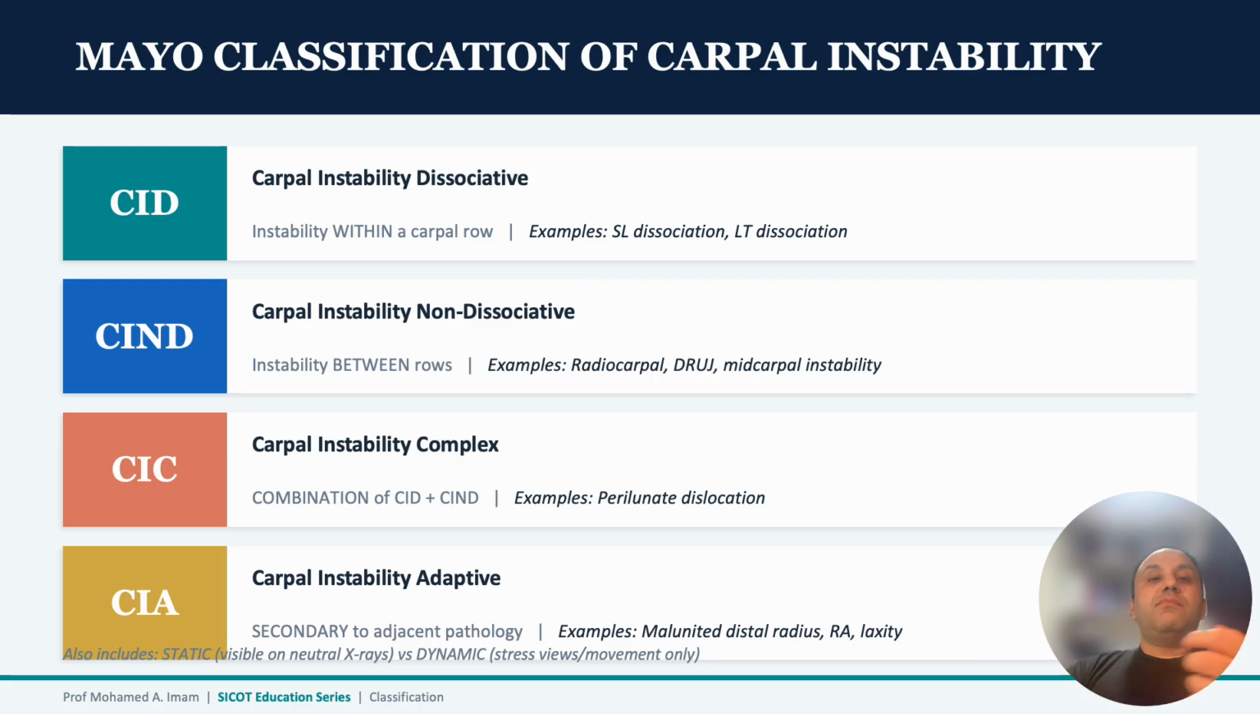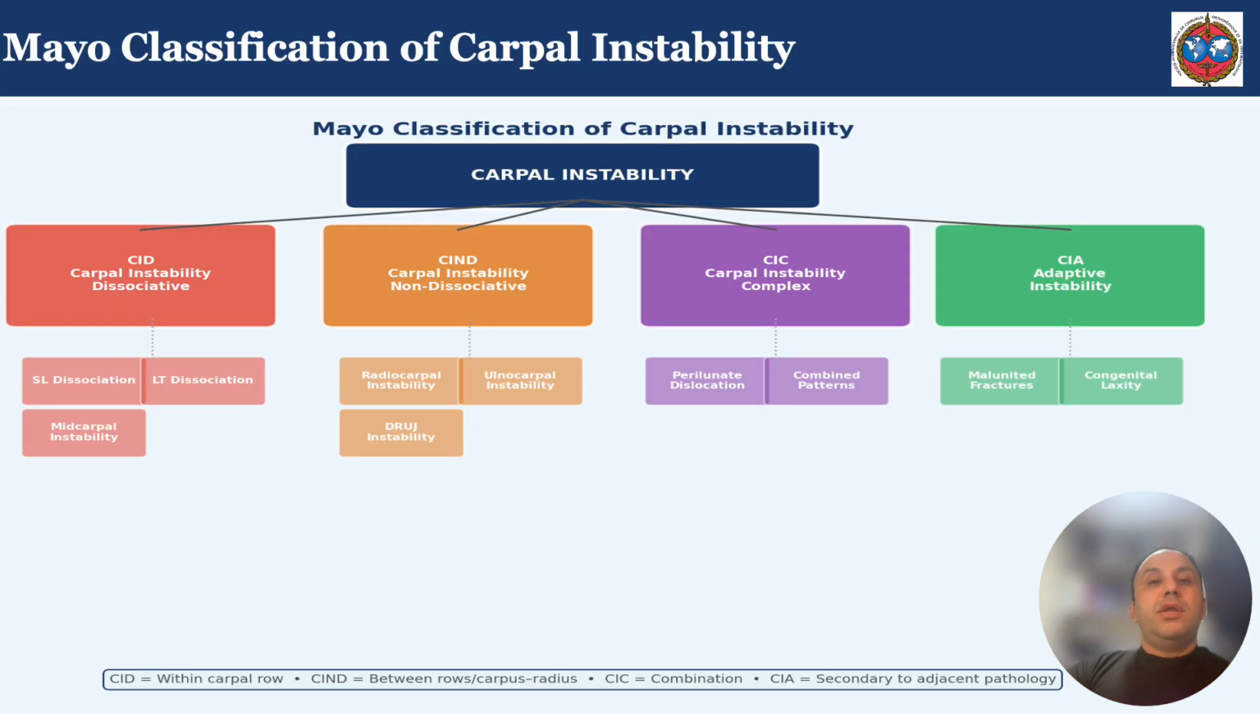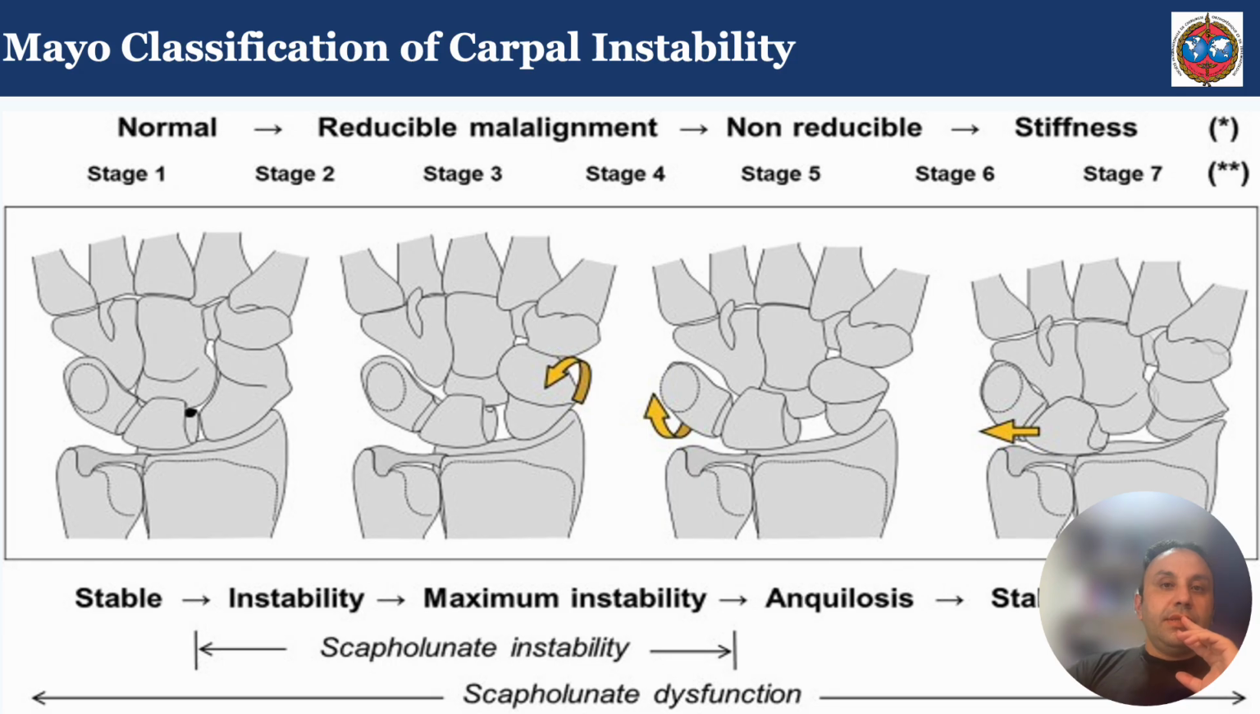Also, an important bit that I'd like to check when I'm classifying these is: is it static or dynamic? Static is visible on neutral X-rays, where it is shown all the time, while dynamic only happens on dynamic assessment. And you can see these 4 classifications clearly demonstrated here in this diagram. And then you can see the different grades and mechanisms that happen there.